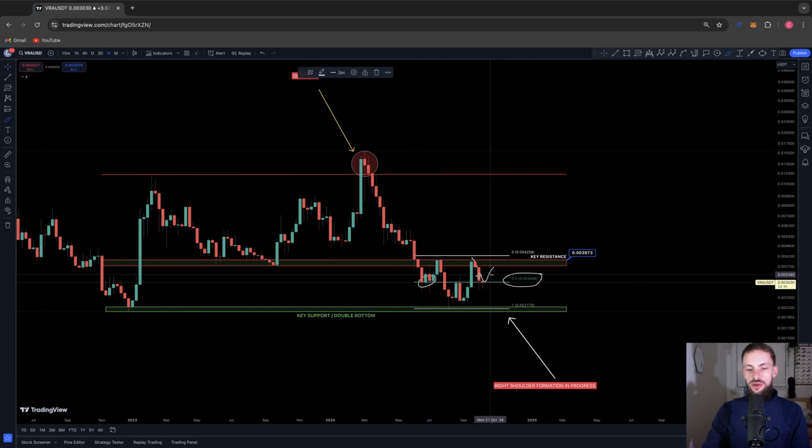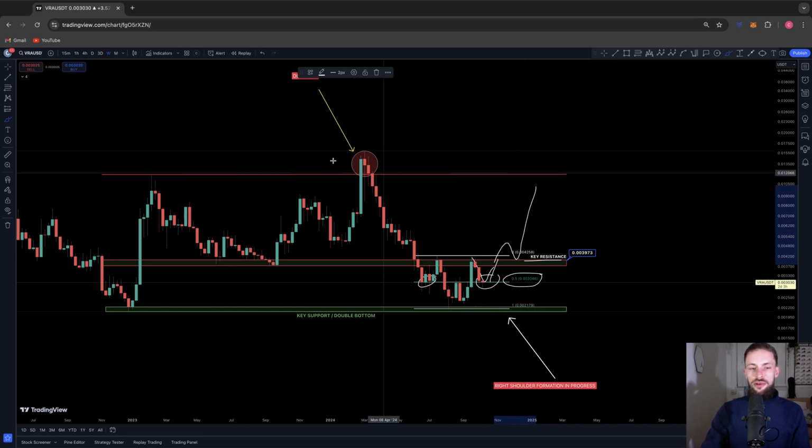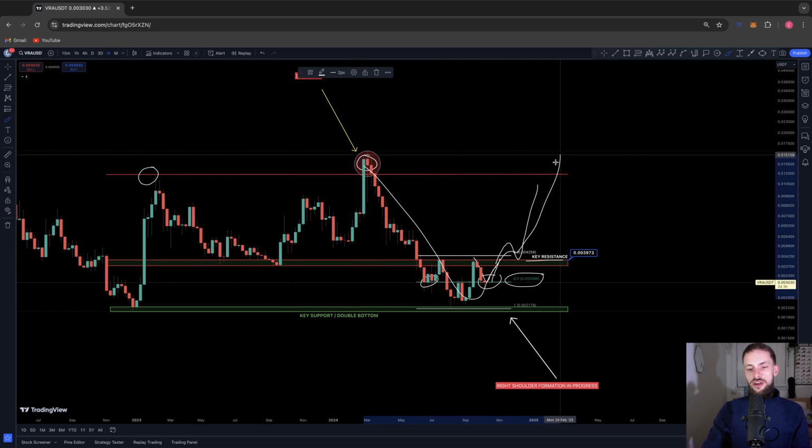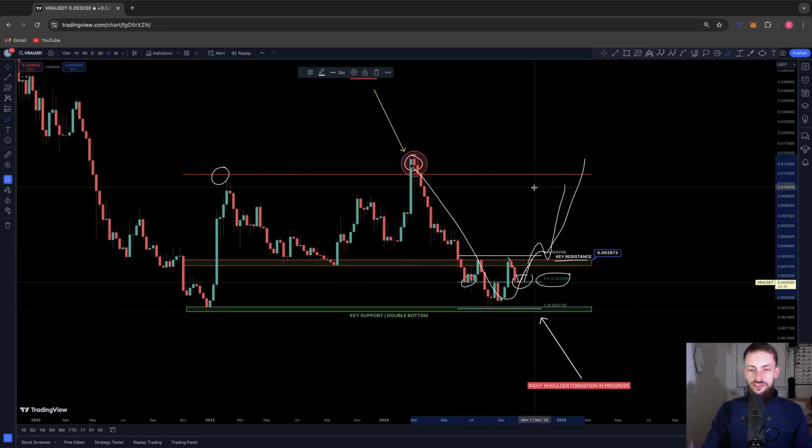So if we can hover around here for a couple of weeks, build the right shoulder, go for the break of this key resistance, I think at that point we retest it for support and don't look back, and we're actually going to come back up to these key resistance points that we've fallen from in the past, and gradually make this recovery into the later part of Q4 for VRA.